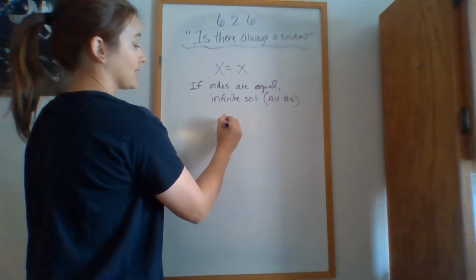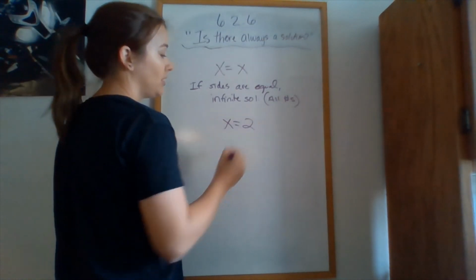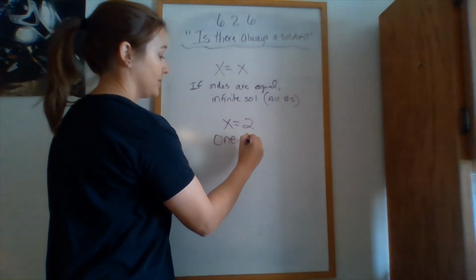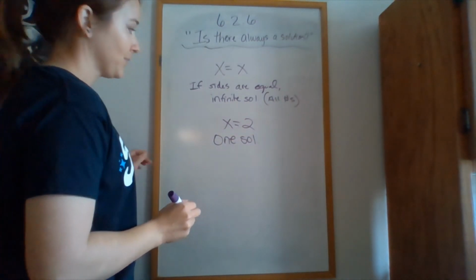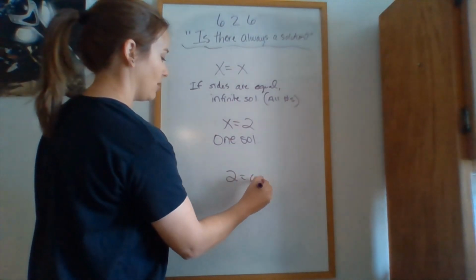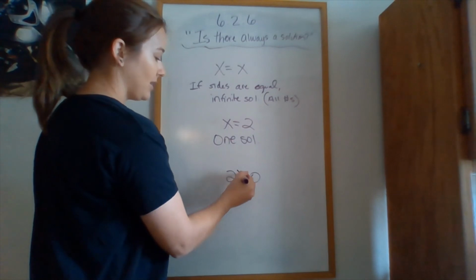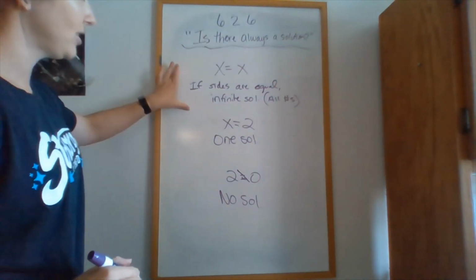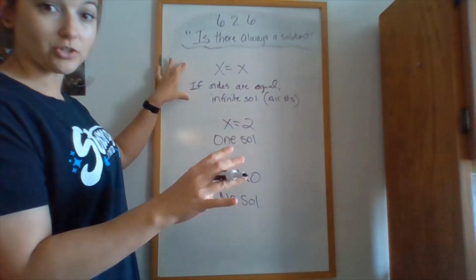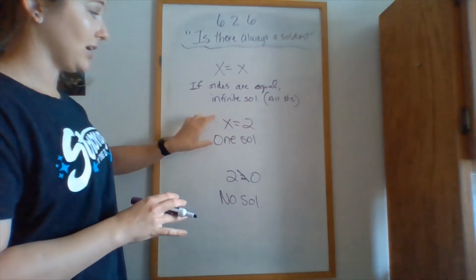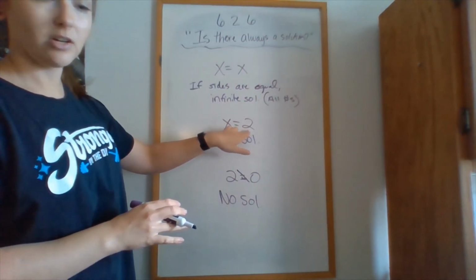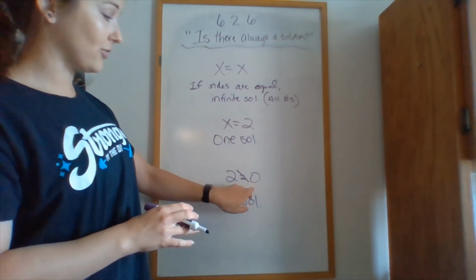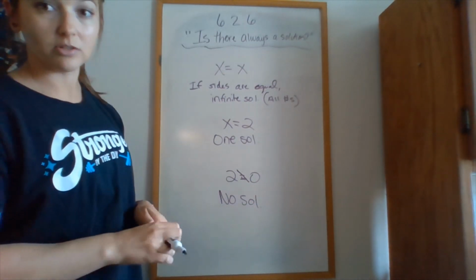If you get x equals something, so let's just say 2, if you have an equation mat and you're left with x equals 2, that means there's only one solution, and the solution is 2. If you come up with 2 equals 0 on your equation mat, 2 can never equal 0, so there are no solutions in that case. So there's 3 things here. If both sides are equal, all numbers are solutions. If x is on one side and a number is on the other, you have one solution. And if you come up with a number on one side and a different number on the other side, you have no solutions to your equations.